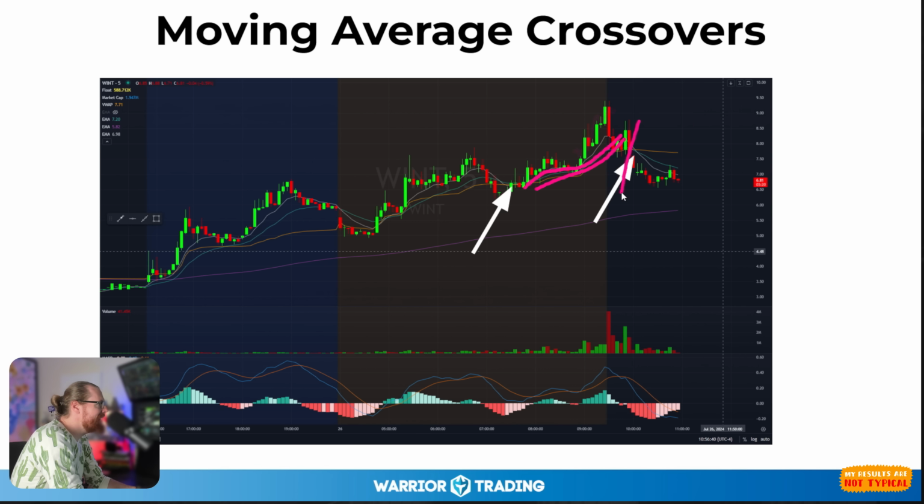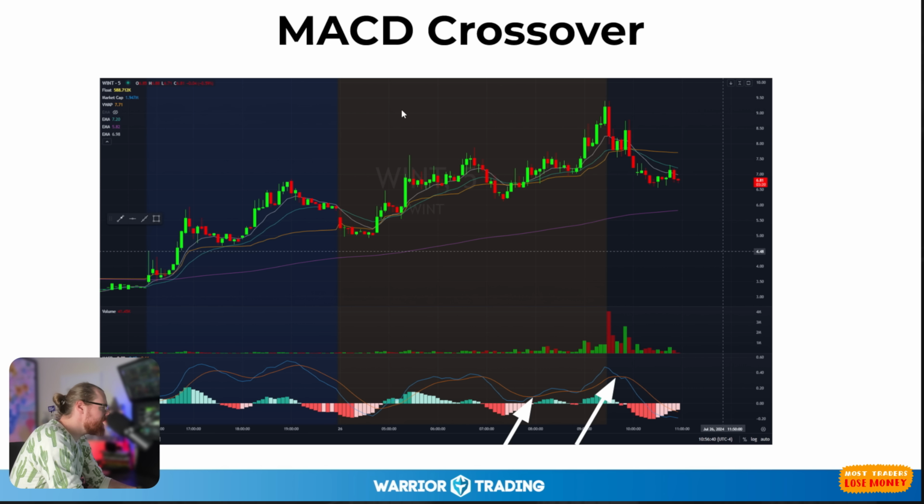And then as soon as we get that negative crossover, at that point, I'm done and I walk away. Now, for some traders, it can be hard to visualize these crossovers in real time. And so using the MACD is really helpful. The MACD is an acronym for Moving Average Convergence Divergence Indicator.